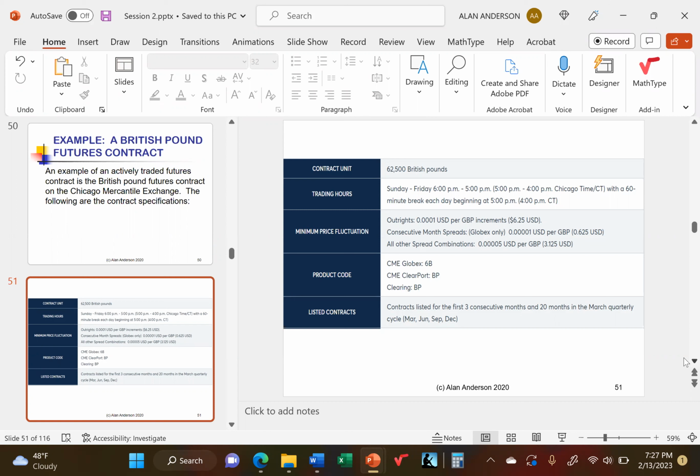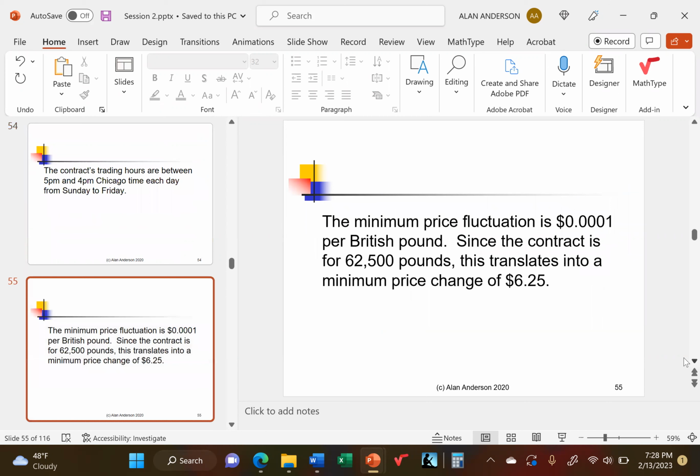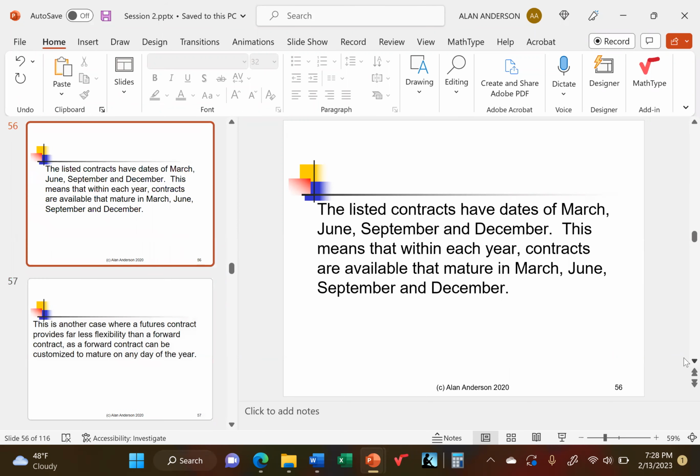Also, the delivery dates are only available for March, June, September, and December. So if you need to hedge an exposure that will take place, let's say in August, this is not perfect for you. You may have to choose between September and June. So again, it can be more difficult to hedge with a futures contract, whereas with a forward contract, you can customize it to exactly what you need. The minimum price fluctuation is 0.0001, which means that unless the value of your position changes by at least $6.25, they will not bother to update the value of your position.